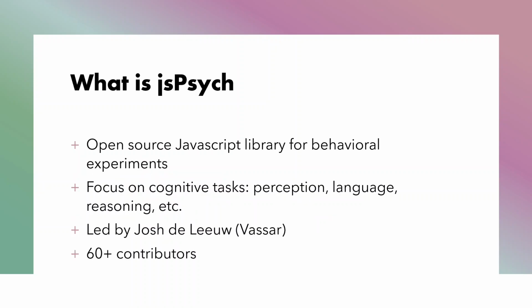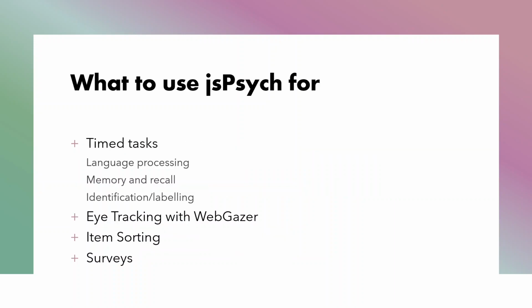So, what is jsPsych? It's an open source JavaScript library for behavioral experiments built by a faculty member at Vassar named Josh DeLeeuw, with 60 plus contributors to the GitHub page. So if you go to jspsych.org, you can find the core website, and then there's a jsPsych library on GitHub. The focus of jsPsych, as said in the name, is psychology experiments, mostly cognitive tasks, and subjects like perception, language, reasoning, and so on.